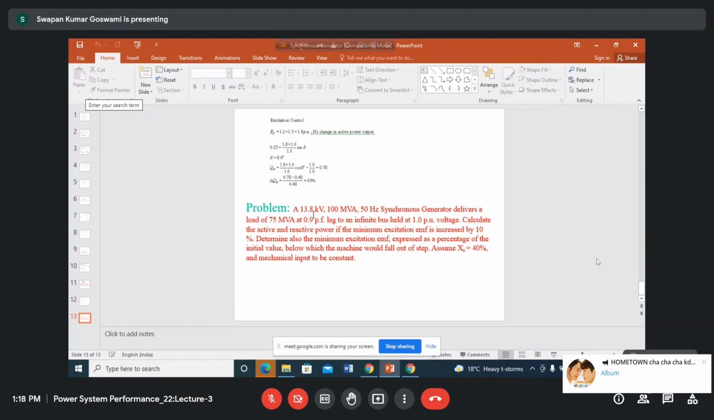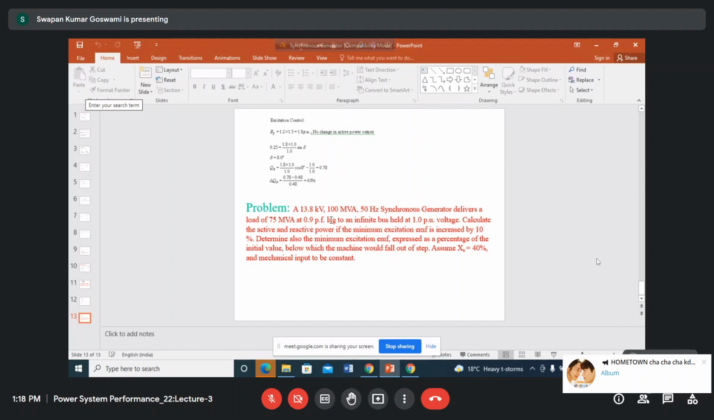A 13.8 kV, 100 MVA, 50 Hz synchronous generator delivers a load of 75 MVA at 0.9 power factor lagging to an infinite bus held at 1 per unit. That means infinite bus voltage is 1 per unit. 13.8 kV is the rating of the generator, and when we talk about rating, we talk about the terminal voltage. That means 1 per unit voltage means it is 13.8 kV.